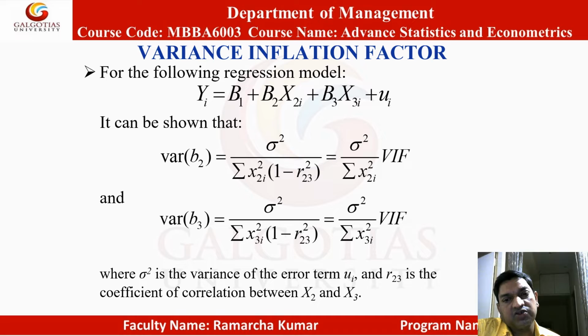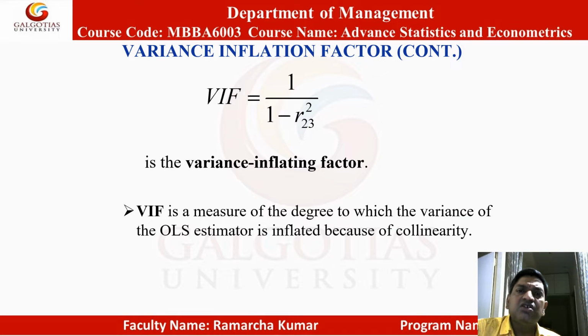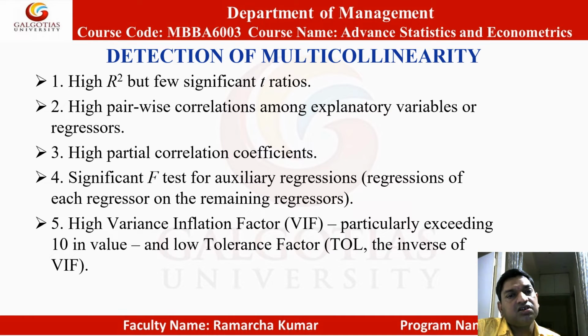So, sigma squared over summation x3i squared times VIF, where sigma squared is the variance of the error term u_i, and r23 is the coefficient of correlation between x2 and x3. The variance inflation factor is equal to 1 over (1 - r23 squared). This is the variance inflating factor. VIF is a measure of the degree to which the variance of the OLS estimator is inflated because of collinearity.